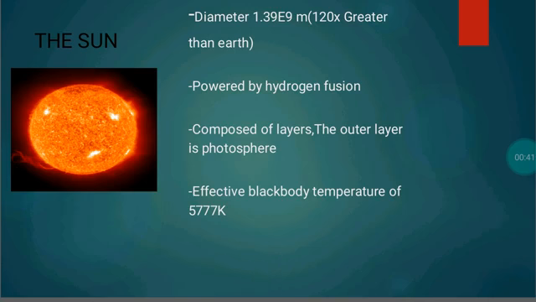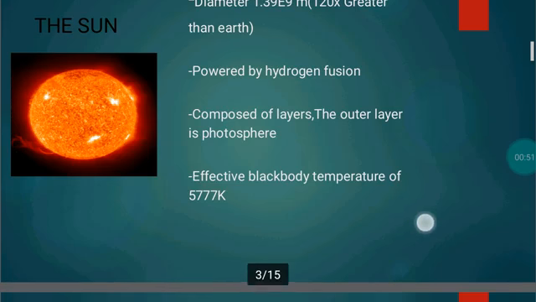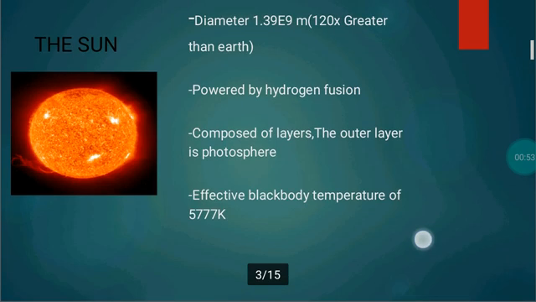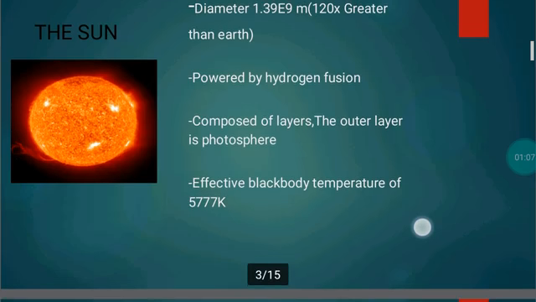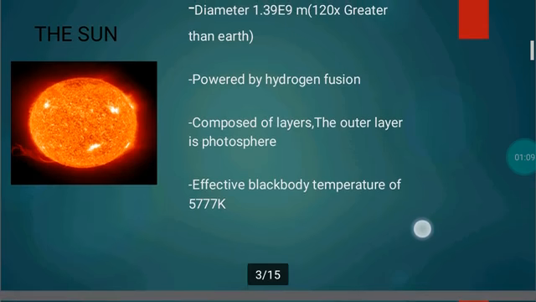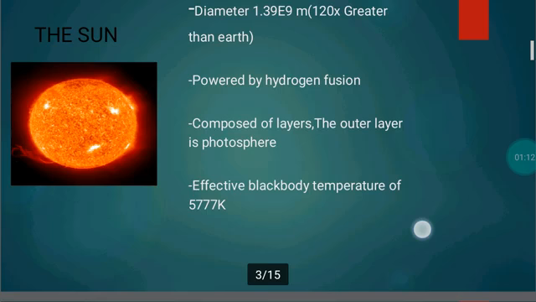The Sun has a diameter of 1.39 E9 m, or about 120 times greater than the Earth. The Sun is powered by hydrogen fusion. It is also composed of layers, and the outer layer is the photosphere. The Sun's effective blackbody temperature is about 5,777 Kelvin.